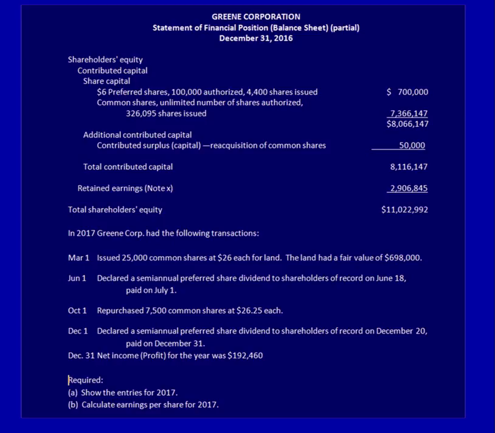In 2017, the corporation had a number of transactions. They include issuing 25,000 common shares in order to purchase land. We also declare a semi-annual preferred share dividend, and then we repurchase 7,500 common shares. At the end of the year, we're going to declare the semi-annual preferred dividend again, and at December 31st, we know that the net income or profit is $192,460. We have to show the entries for 2017 and calculate the earnings per share for 2017.